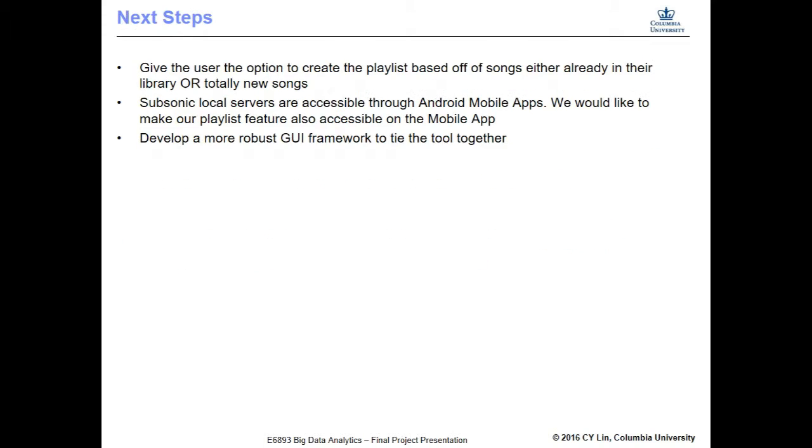Now, there are a few different things we could do in the future to improve our product. We could give the user the option to create the playlist based off of songs either already in their library, like we're currently doing, or add totally new songs. Also, since the Subsonic local servers are accessible through the Android mobile app, we could make our playlist feature accessible on a mobile app. And also, we could develop a robust GUI framework to tie the tool together so that we're not running the program through the command line.